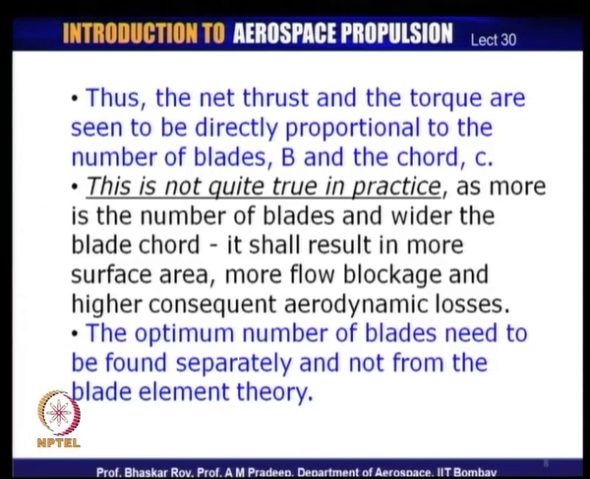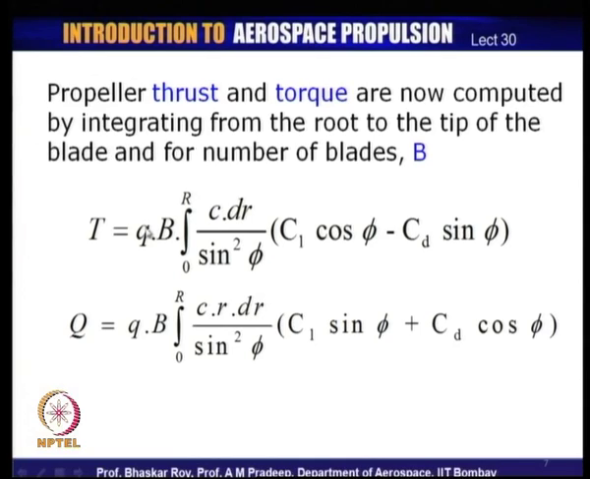Hence, we see that the net thrust and the torque are directly proportional to the number of blades B and the chord C, as given in the final thrust and torque relationship. Now, that gives an impression that if you keep on increasing the number of blades, let us look at the equation quickly. You see here the thrust and torque are directly proportional to the number of blades B and the chord C, both of them.